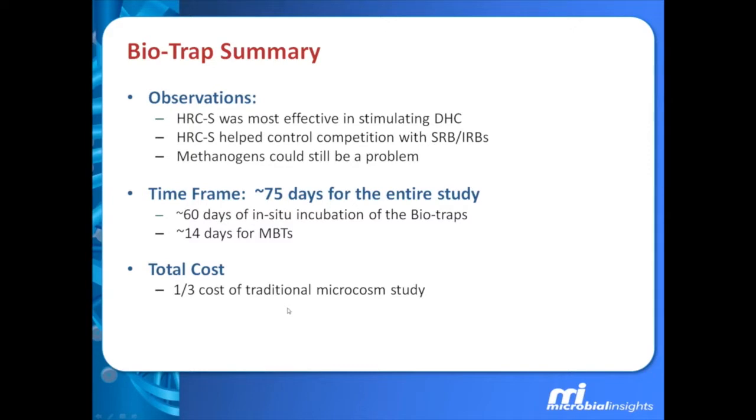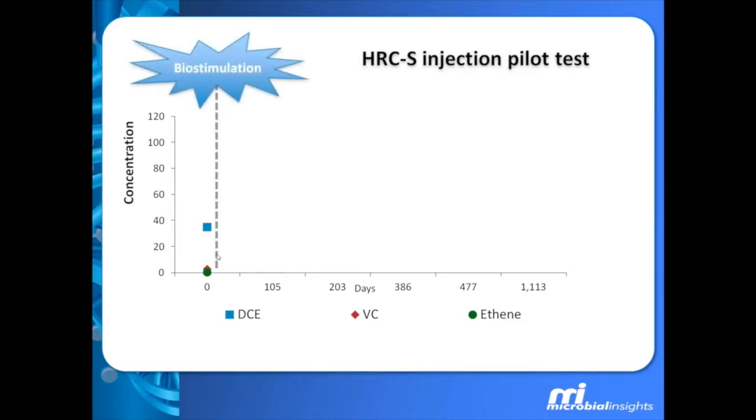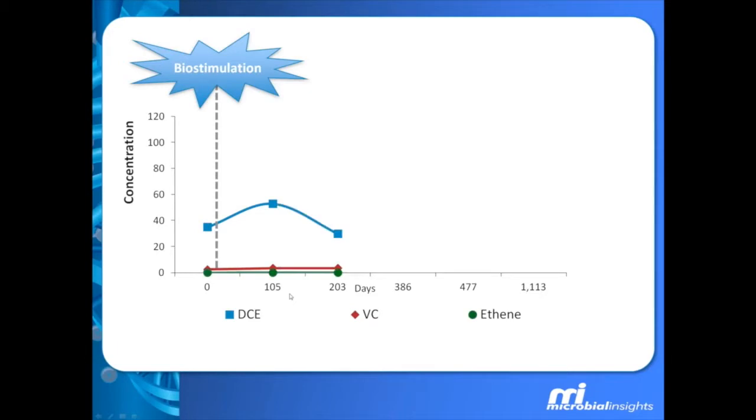Now the next step in this process was to do an HRC injection pilot, and I'd like to show you some of that data. This is the biostimulation point right here. Interestingly enough, what you see is the DCE concentration goes up, the vinyl chloride concentration stays about the same over the first 100 days. But then we see the DCE concentration going down, but the vinyl chloride concentration is not going up.